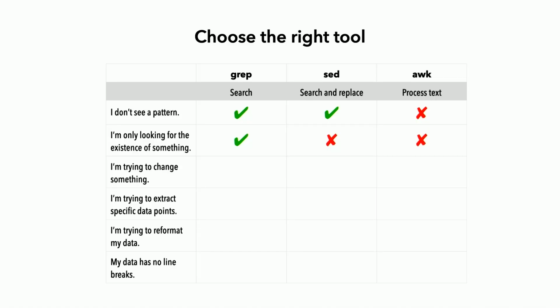All right, next line. I'm only looking for the existence of something. That one's pretty straightforward. I want to use grep. It's simple, and that's what it's made for. I might actually find it more difficult to use sed or awk for something as simple as just seeing if data exists.